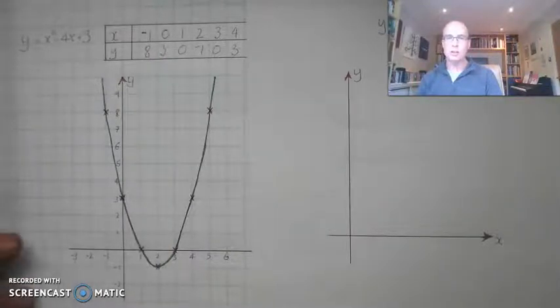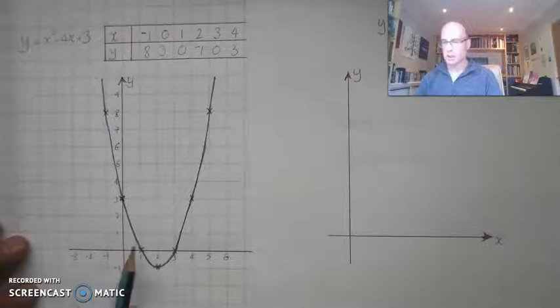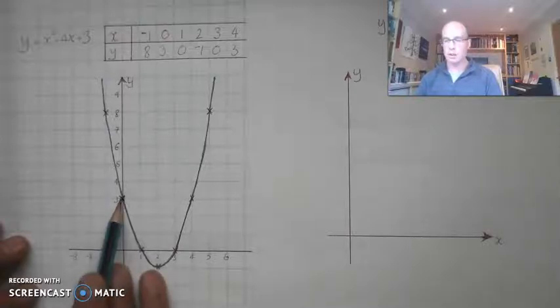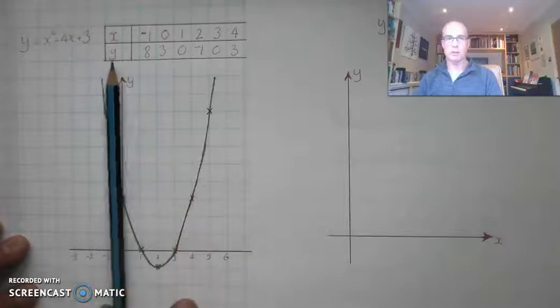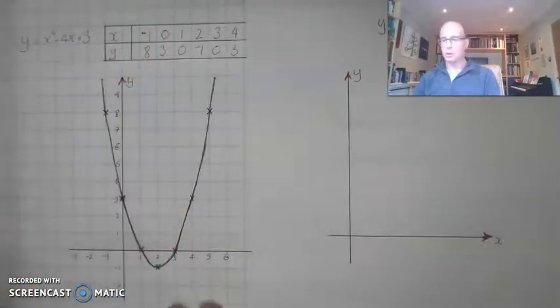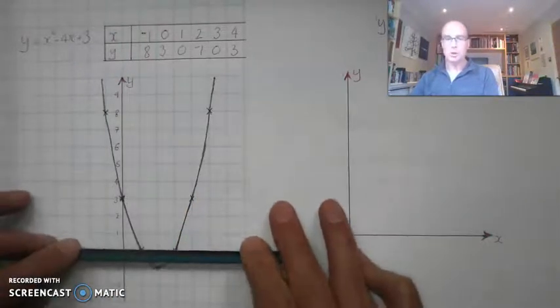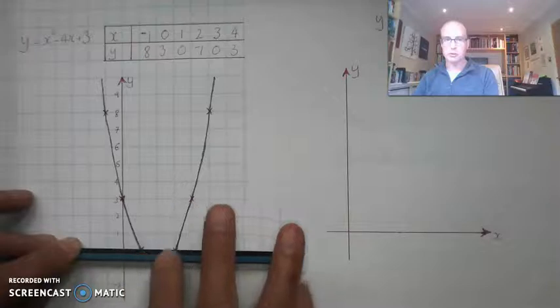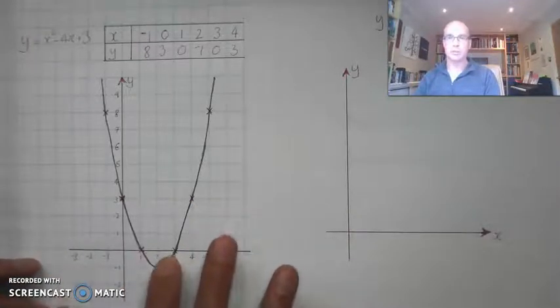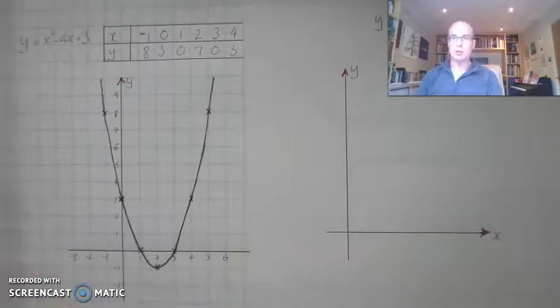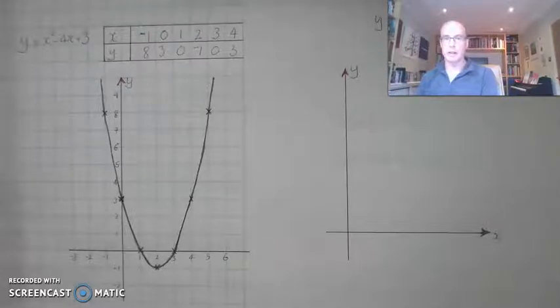And I'm really interested, in this case, in 3 points. I'm interested in this point here, where my curve is crossing my y-axis, and I'm also interested in the 2 points where the curve crosses my x-axis, so at x equals 1 and at x equals 3. Those 3 points I need to make sure I've marked on my sketch. I'm going to do that now.